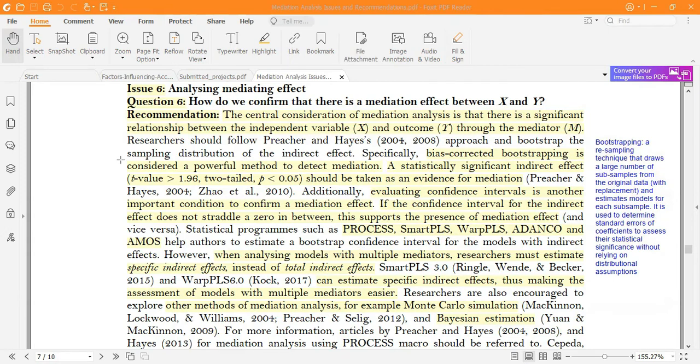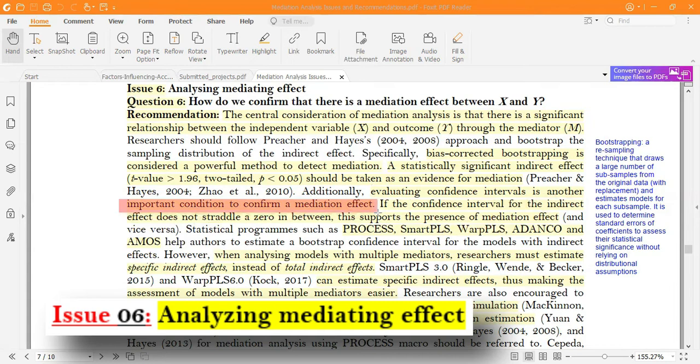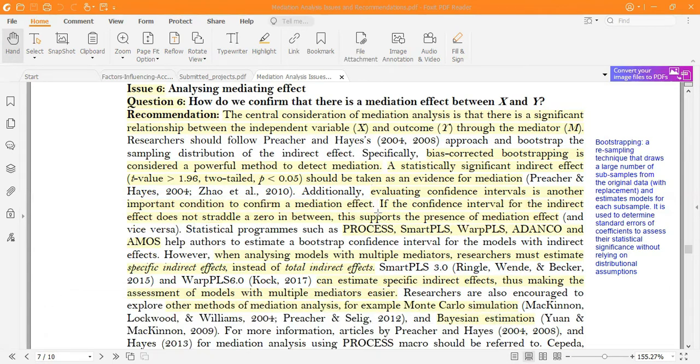Now, how to check whether our mediation relationship is significant or not. If we are getting a bootstrapping p value, probability value, less than 0.05, and a t value higher than 1.96, then our mediation relationship between the two variables is significant. Otherwise, it is not. Okay. The confidence interval is another one. So one is the bootstrapping method, and another is the confidence interval method, through which we can check whether our relationship is significant or not significant.